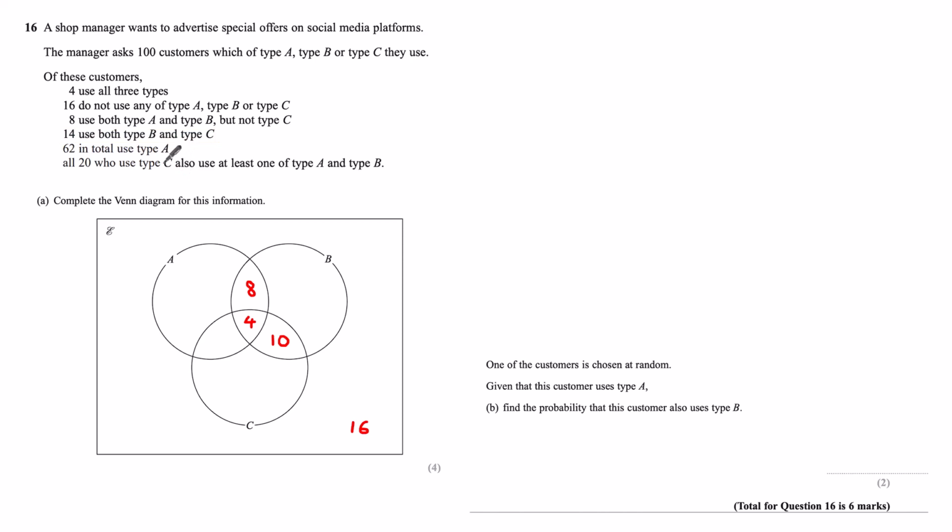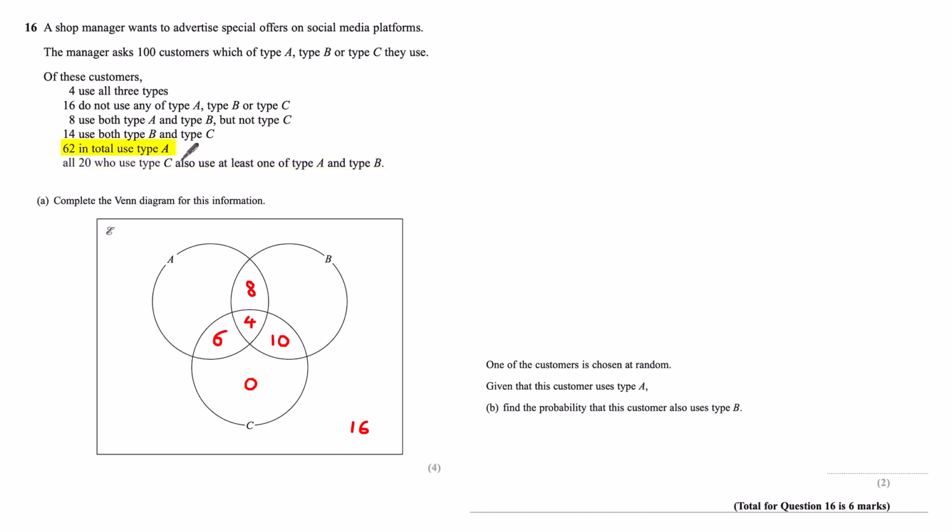Now 62 use type A in total doesn't help us at the moment because that gives 2 boxes. So we'll come back to it. This last point, all 20 who use type C use at least one type of A and B, means that all those people are in these sections here. So there are none in C alone. And since there are 20 people, then these 3 add up to 20. And so since this is 14, we must have a 6 in here.